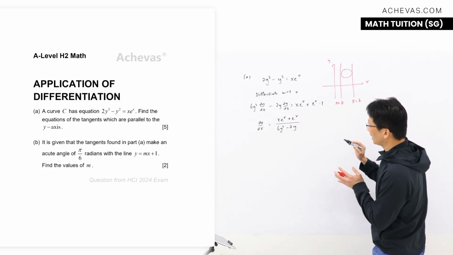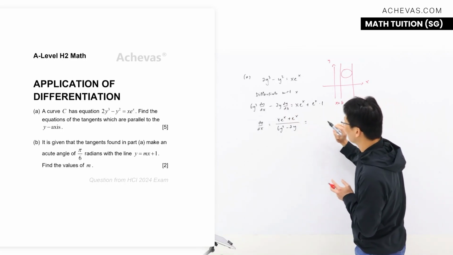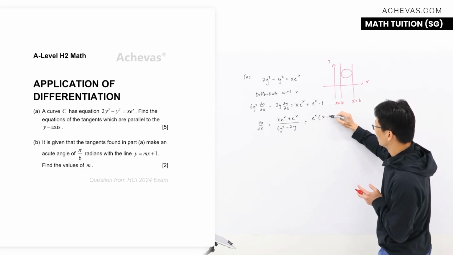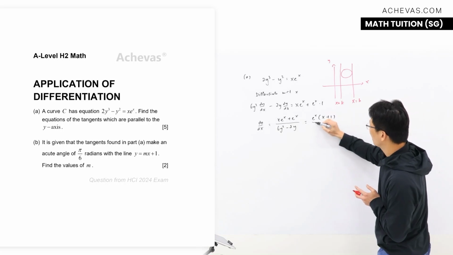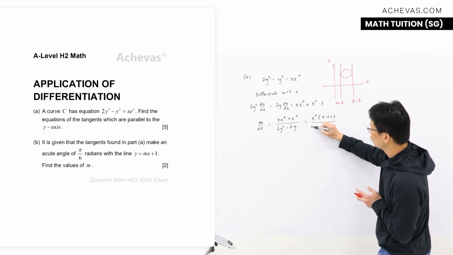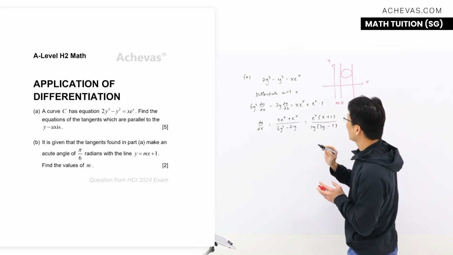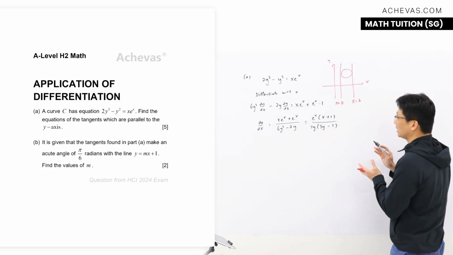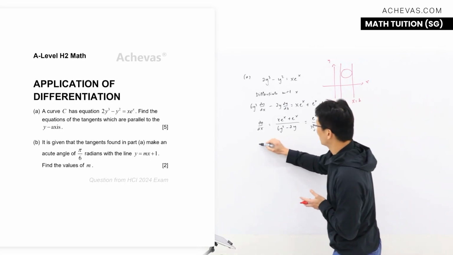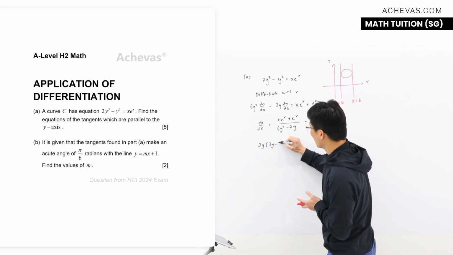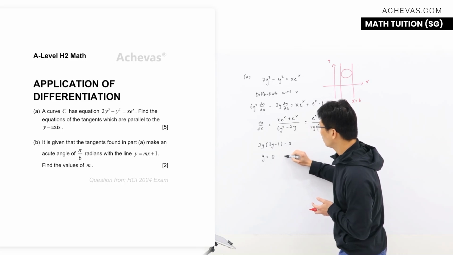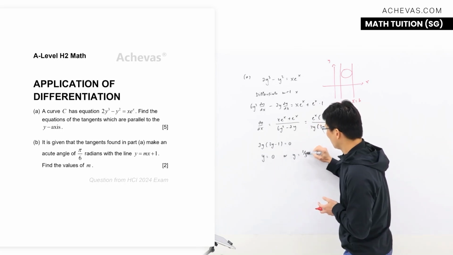Perhaps I will just make it slightly nicer by factorizing out the common terms. For the numerator, I'm going to take out e to the power x. This is left with x plus 1. Here, I'm going to factorize out a 2y. I will be left with 3y minus 1. Right? And we will be setting the denominator to be 0, since we know that the gradient is undefined. Here, I will just set 2y(3y minus 1) equal to 0. From here, I will be able to get y equals 0 or y equals 1/3.